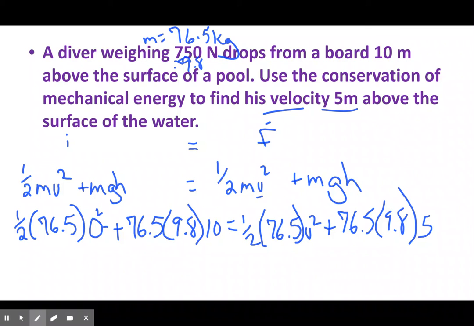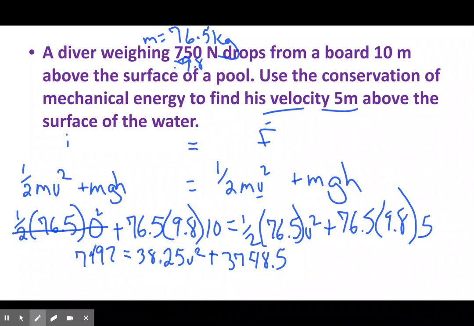Okay, so let's solve. This is going to cancel out. So the initial side is 76.5 times 9.8 times 10. So this side equals 7,497. And then over here, we simplify. We've got 0.5 times the 76.5, 38.25 v squared plus 76.5 times 9.8 times 5. So 3,748.5.